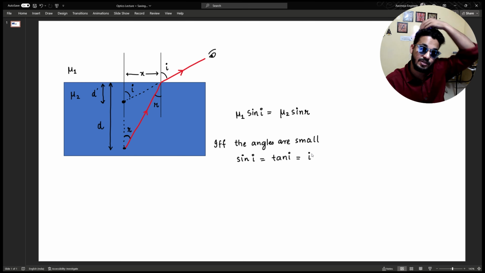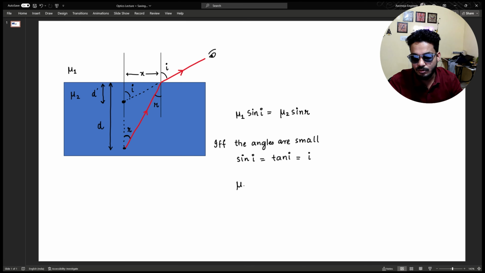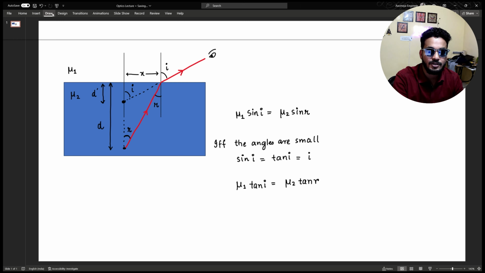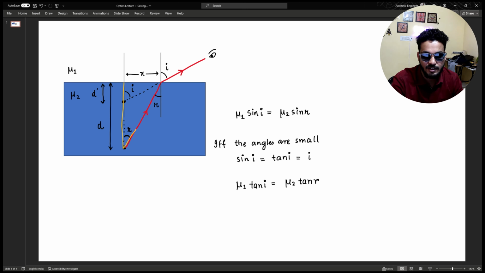That sin theta becomes equal to theta, and it also becomes equal to tan theta, right? How does it help me? Well, if I write mu1 tan i equals mu2 tan r, and I look at these triangles right here. Let me point out some triangles. For example, look at this triangle right here. Here you can see this is the angle r, and opposite is essentially x, but the adjacent side is d.